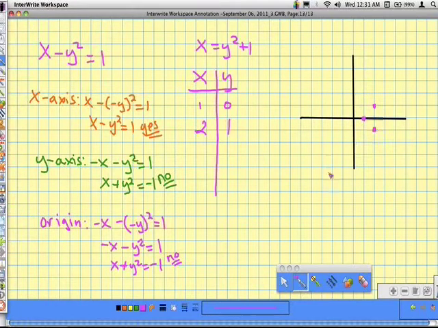If y is 2, 2 squared is 4, 4 plus 1 is 5. So I'm at 5, 2. So 1, 2, 3, 4, 5, 1, 2.